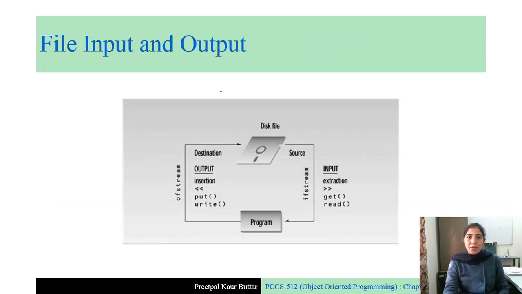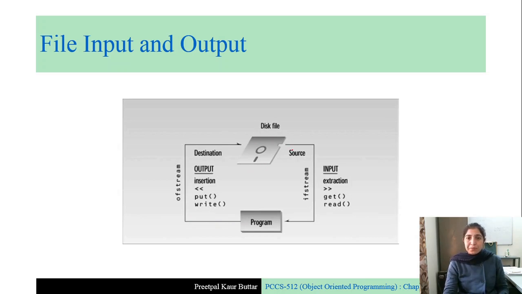Okay, so now this diagram explains how the input and output is handled in a program. So here we have our program, and here we have the file which contains the data which is used for input and output. The data is read from this file into the program, and the program processes that data, and then the data is written to this file.